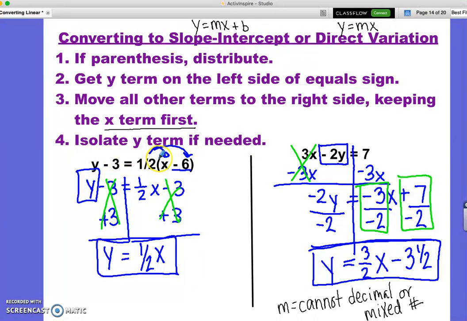So here we have parentheses, so we're going to distribute first. 1/2 times x, 1/2 x. 1/2 times -6 is -3. The y term is already over here on the left side, so we're just going to move this -3 to this side, or get it off of here. So we add 3 to get rid of it. Then just y is left. 1/2 x, and then here -3 plus 3 will equal 0, so it goes away.